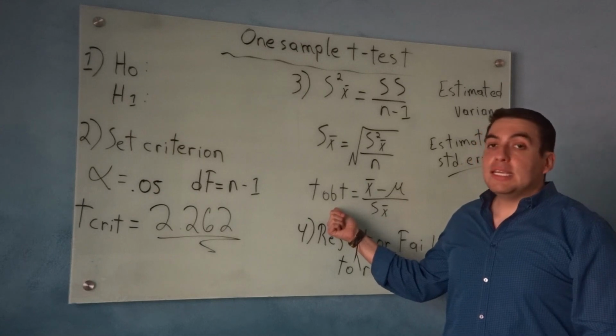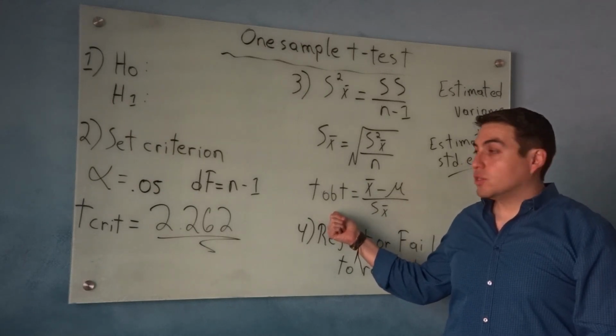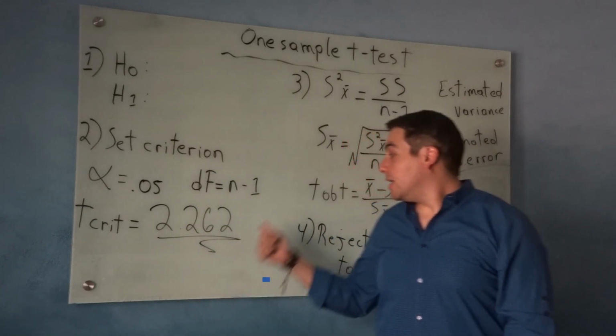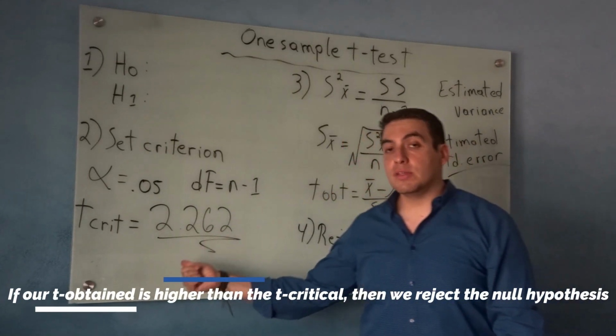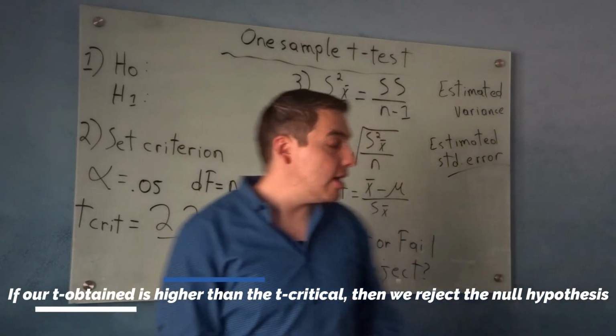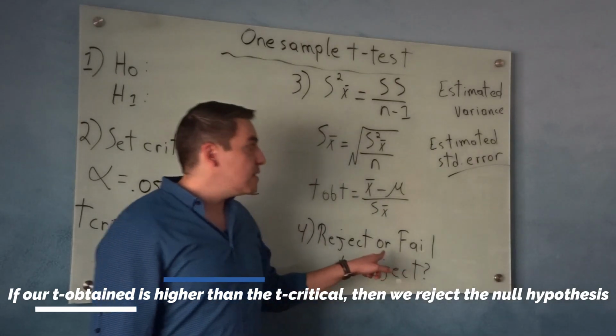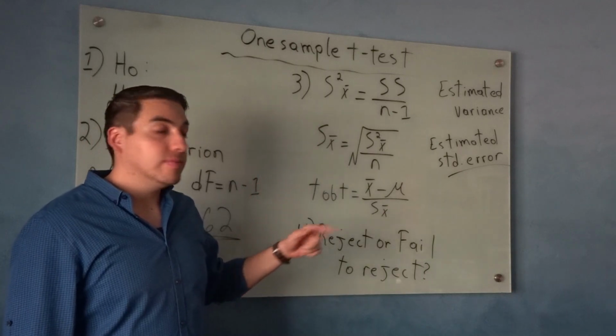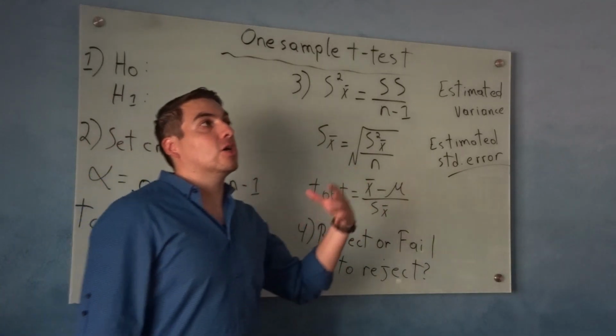This is called T obtained. So my T obtained should be higher than my T critical. If my T obtained is higher than my T critical, then guess what? I reject the null hypothesis. And for this example, reject the null hypothesis and conclude that meditation affects IQ.